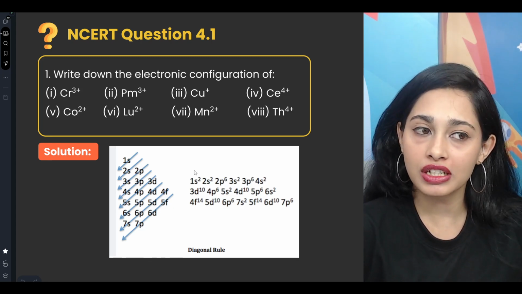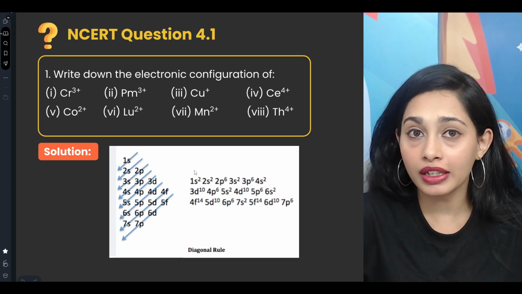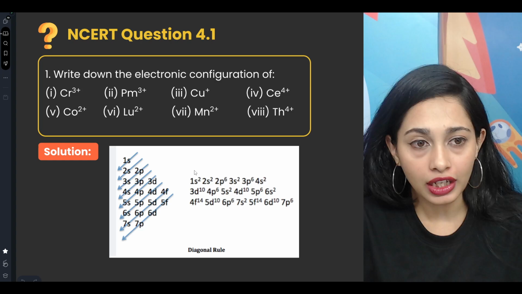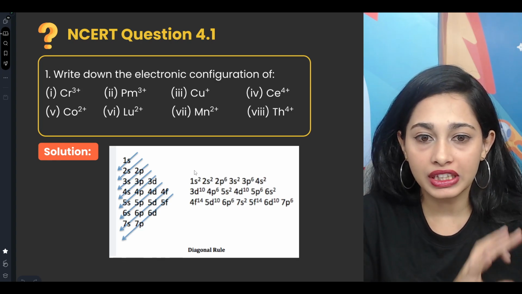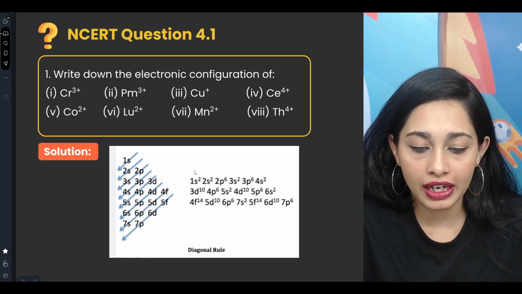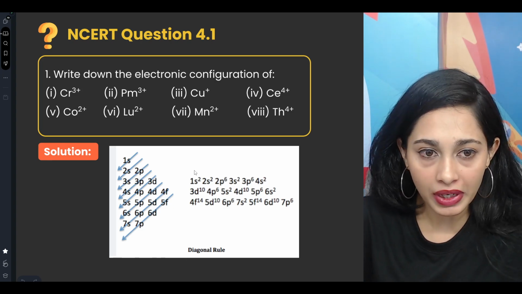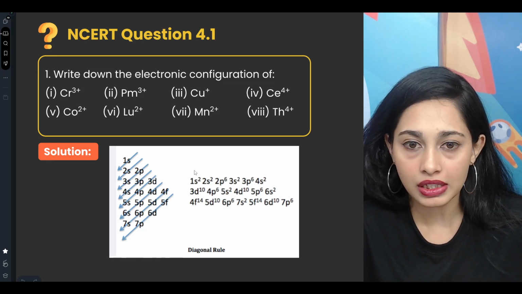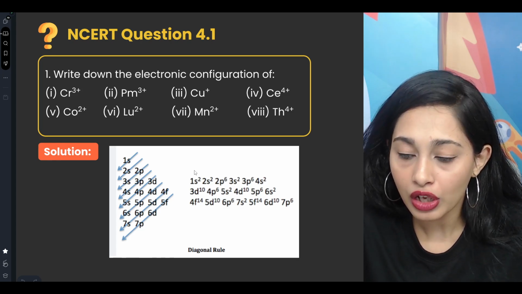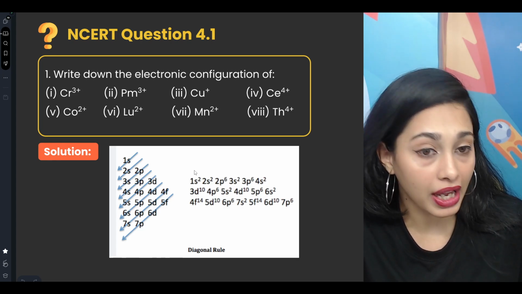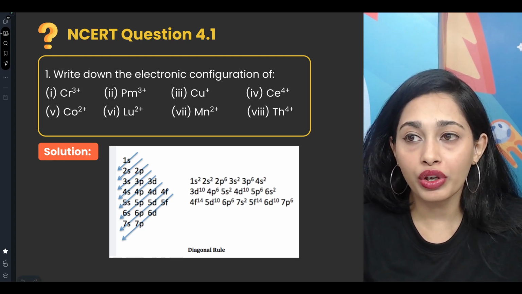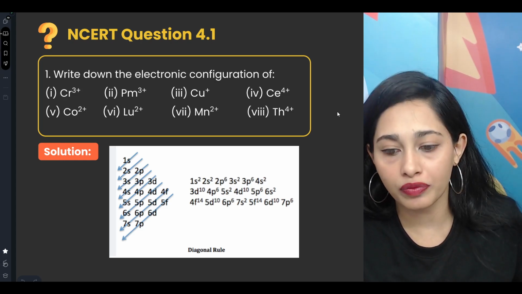We are going to discuss the very first question from D and F block elements. So NCERT question 4.1. Write down the electronic configuration of these elements. We need to write for chromium 3 plus, promethium 3 plus, copper plus, cerium 4 plus, cobalt 2 plus, lutetium 2 plus, manganese 2 plus, and thorium 4 plus. So in here we are going to discuss the electronic configuration.